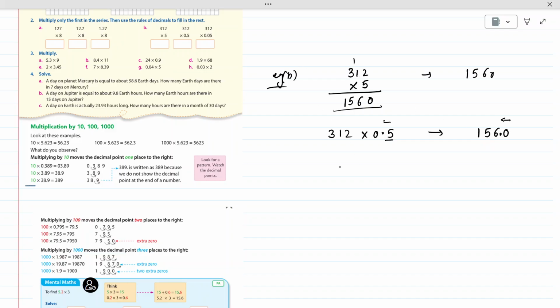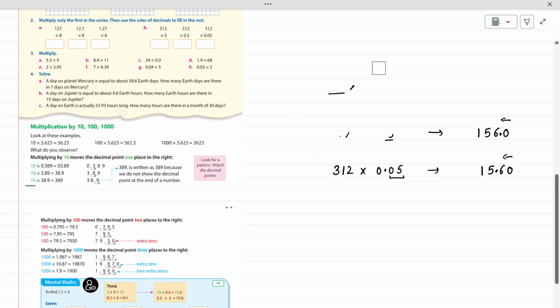So the answer will be 156. Now the third part is 3.12 into 0.05. What we are doing now, we are shifting the decimal by one more place. So we have two places of decimal here. So now in the product also, we do the same thing: two places from the right, put the decimal here. This is the answer. Okay, so I hope you have understood what we have done here. And now let us move to the next question, where we have to just do the multiplication of the given numbers. Let me erase this.